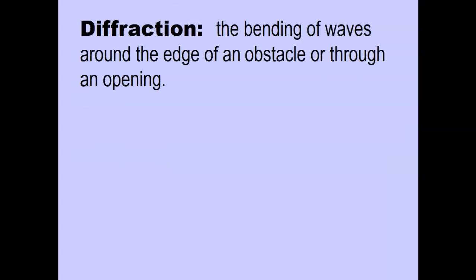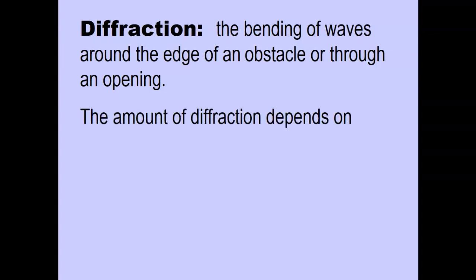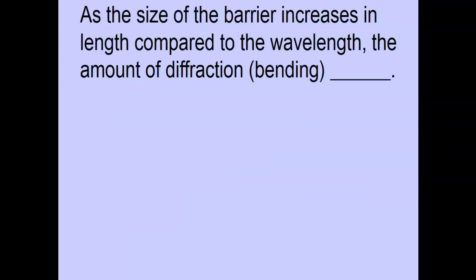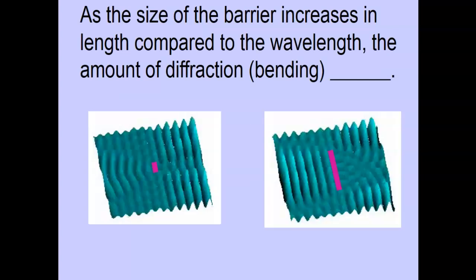Next, we're going to talk about diffraction, which is the bending of waves around the edge of an obstacle or through an opening. The amount of diffraction does depend on the wavelength of the wave and the size of the obstacle or opening. So let's take a look at these pictures here. It says as the size of the barrier increases in length compared to the wavelength, the amount of diffraction or bending will what? Well, let's take a look.